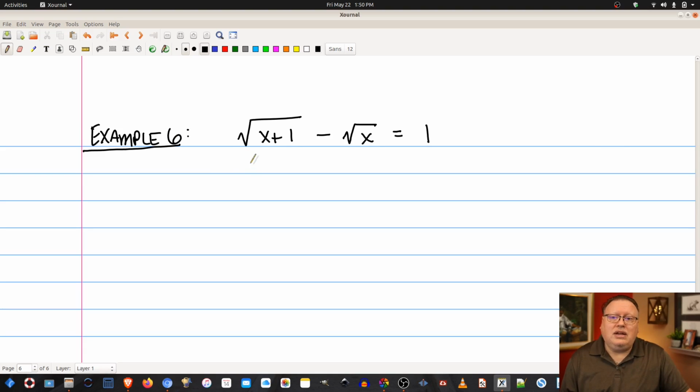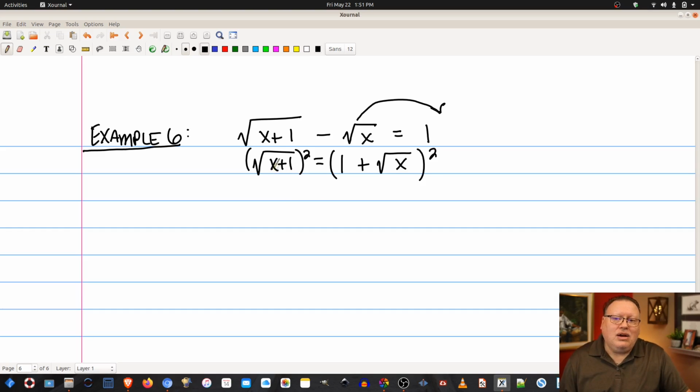So we're going to end up with the square root of x plus 1. I'm going to move this to the other side. So this is going to be equal to 1 plus the square root of x. Okay? And what we're going to do is we're going to try and square both sides. Okay?